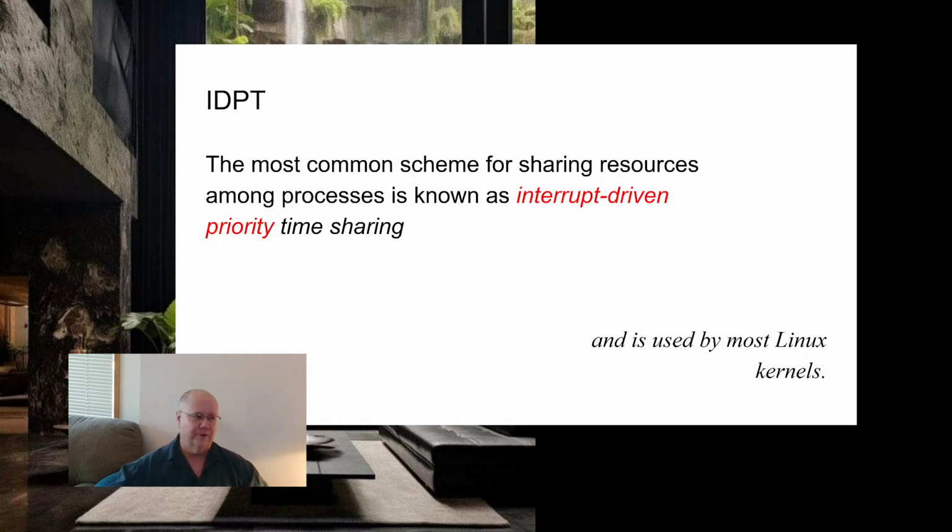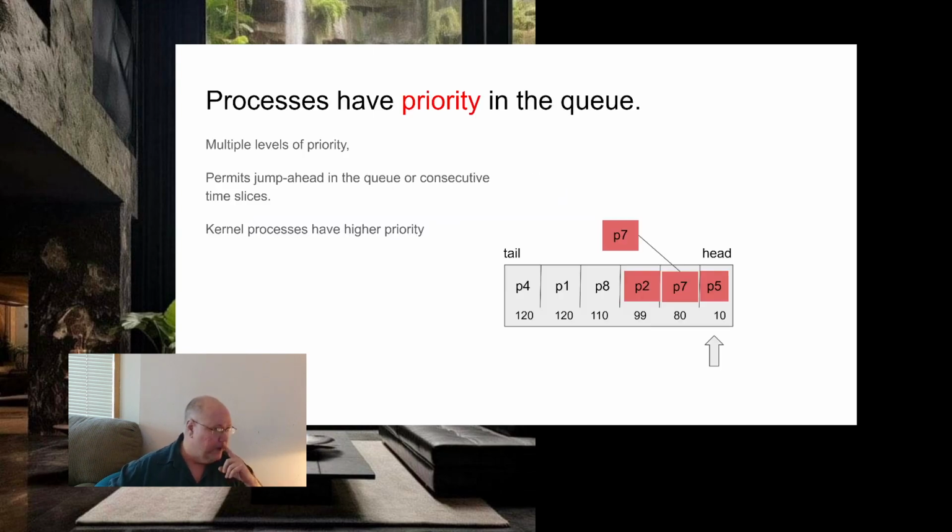Now, a little more esoteric stuff. Most kernels will use a scheme for sharing resources called interrupt-driven priority time sharing. It's a bunch of $5 words all strung together, but it's an interesting concept, so it's worth getting to know. Let's talk about interrupt-driven priority. In a queue, processes have priority, right?